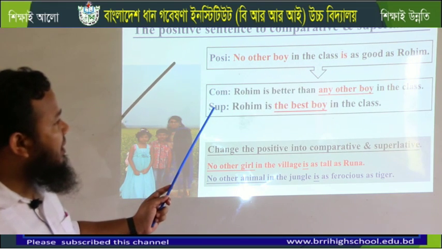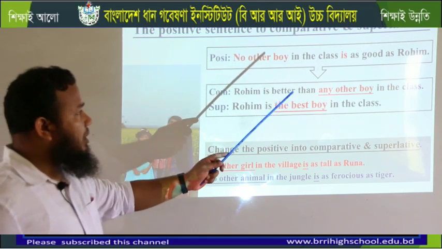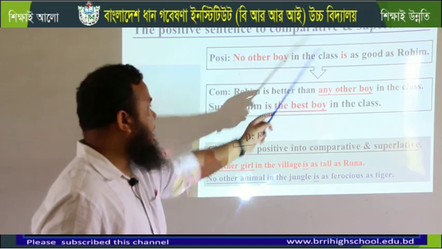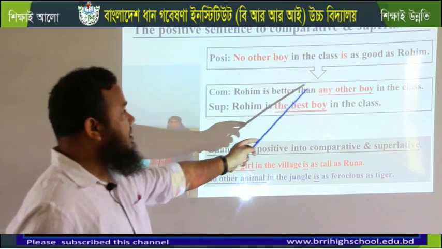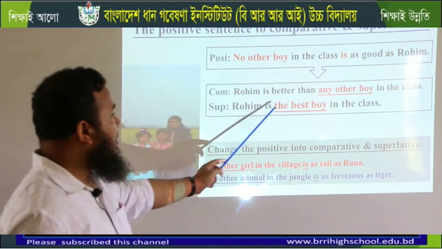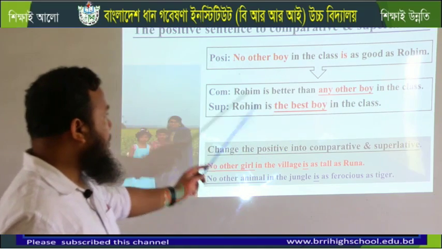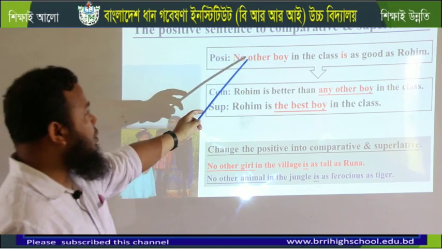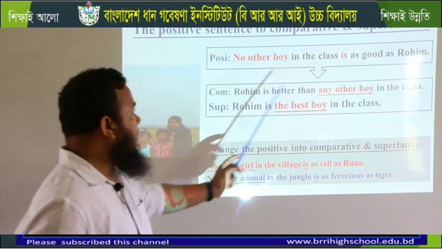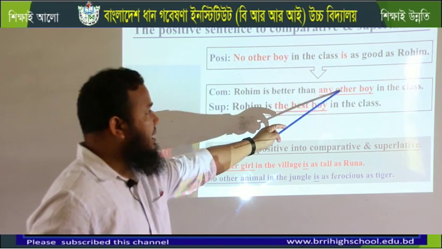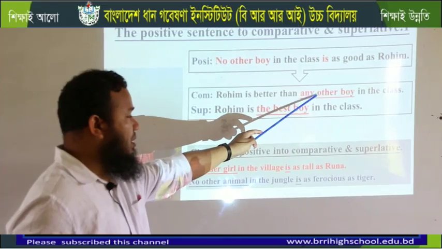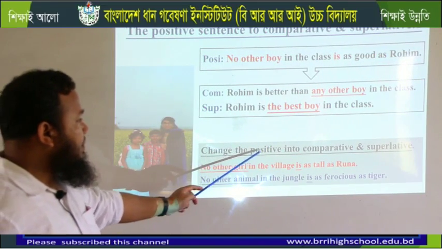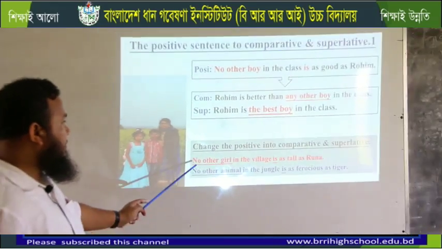No other boy in the class is as good as Rohim. Here the red colored words are no other boy and is. Rohim is better than any other boy. Rohim is the best boy in the class. So here you can just look at these words, no other boy and is. Rohim is better than any other, the red colored words, and the best boy in the class. Now change the positive into comparative and superlative degree.